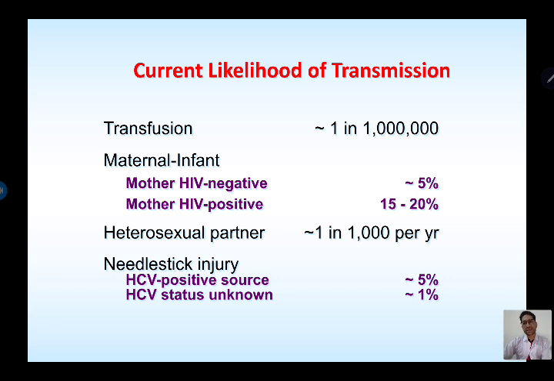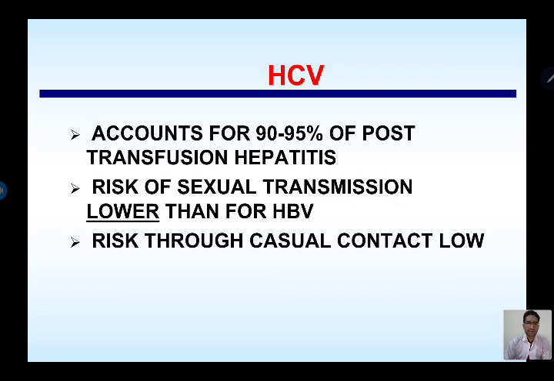The current likelihood of transmission by transfusion is low. Maternal-infant transmission: mother HIV negative, or mother HIV positive at 15 to 20%. Heterosexual partner: 1 in 1000 per patient. Needle stick injury: hepatitis C virus positive source 5%, and hepatitis C virus status unknown 1%. The hepatitis C virus accounts for 90 to 95% of post-transfusion hepatitis.